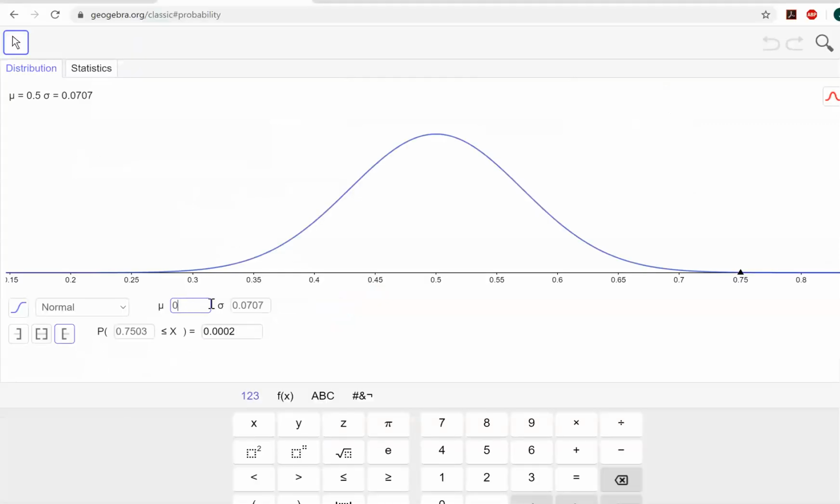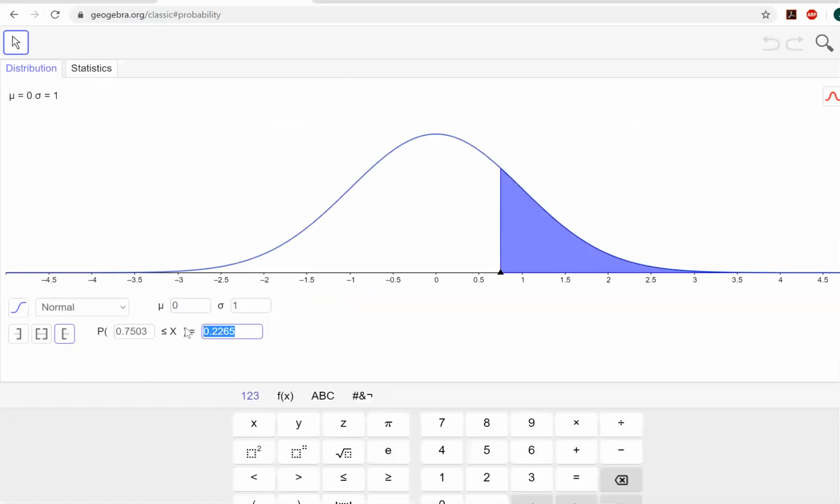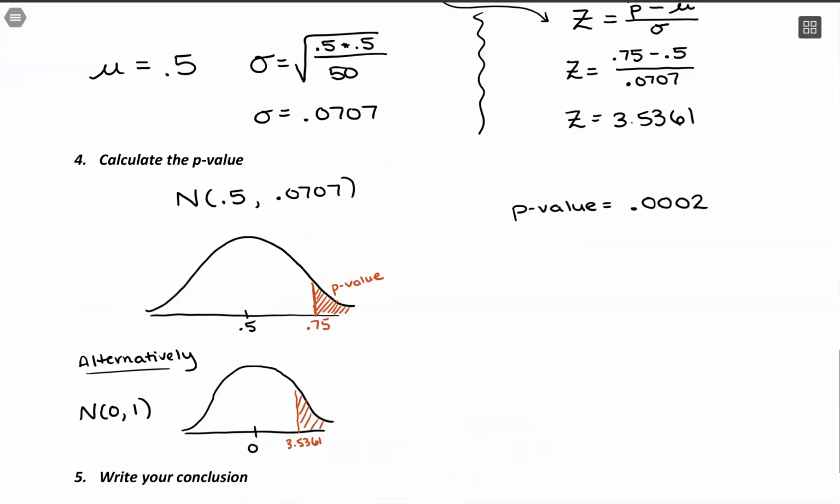So set my mean of 0, standard deviation 1, and then area to the right of 3.5361. Nope, wrong spot. Sorry about that. 3.5361. Same exact answer. So this is where there's two ways to get the same answer.